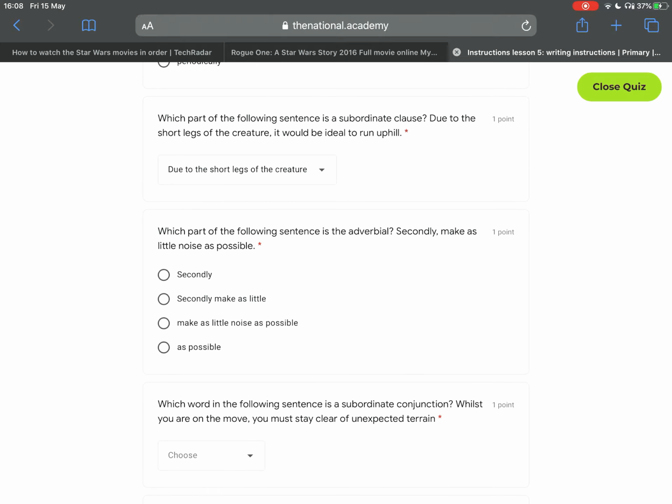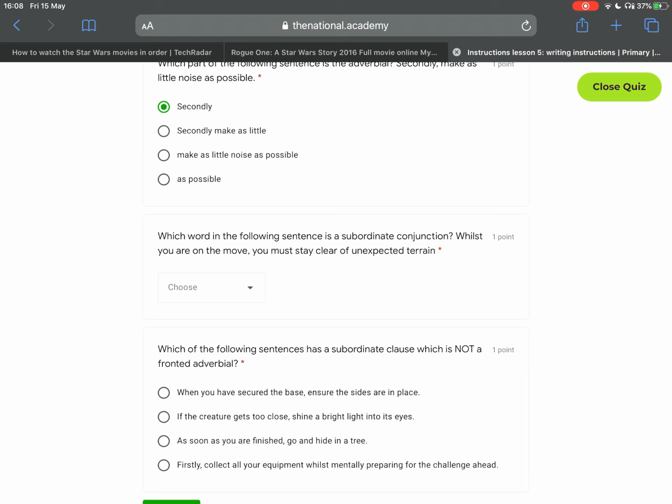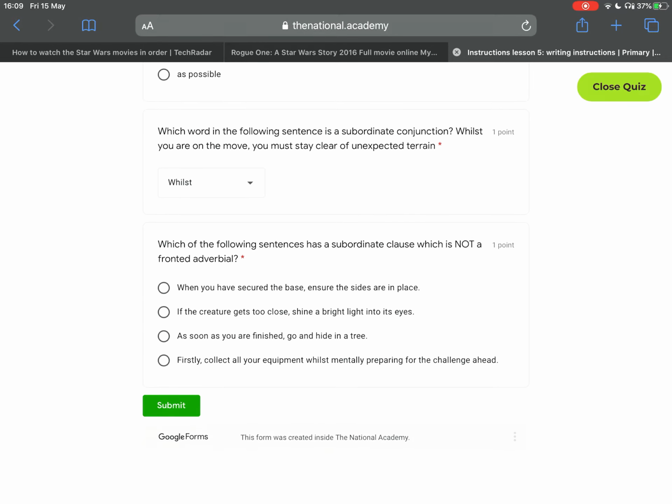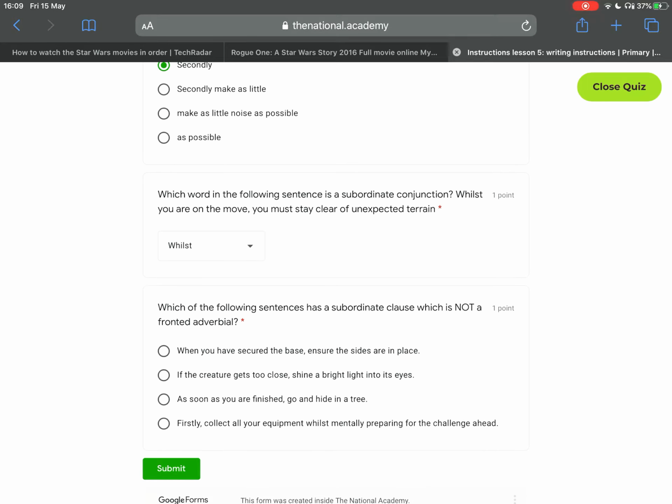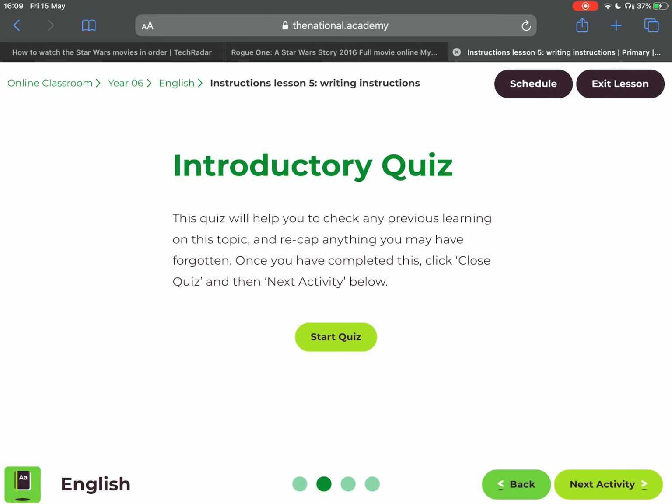Which part of the following sentence is the adverbial? Secondly, make as little noise as possible. That would be secondly. Which word in the following sentence is a subordinating conjunction? Whilst you are on the move, you must stay clear of unexpected terrain. That would be whilst. Which of the following sentences has a subordinate conjunction which is not a fronted adverbial? That's first, collect your equipment while mentally preparing.